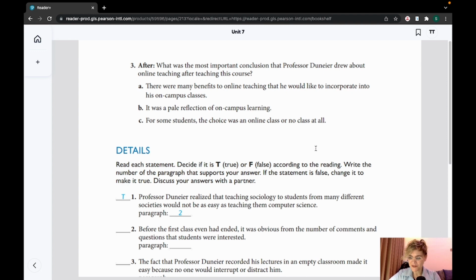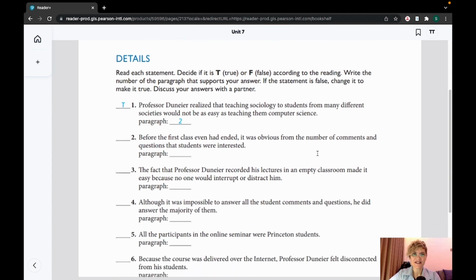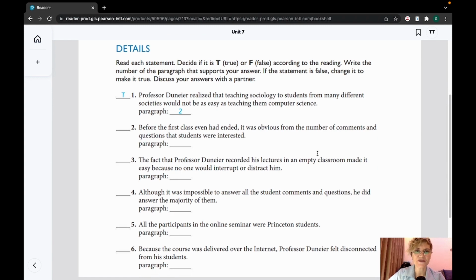That was listening for the main ideas and main points. Now we're going to listen for details. I want you to read each statement and decide if it is true (T) or false (F) according to the reading. Write the number of the paragraph that supports your answer, okay? Because it's important that we always have evidence. If the statement is false, I would like you to change it to make it true.